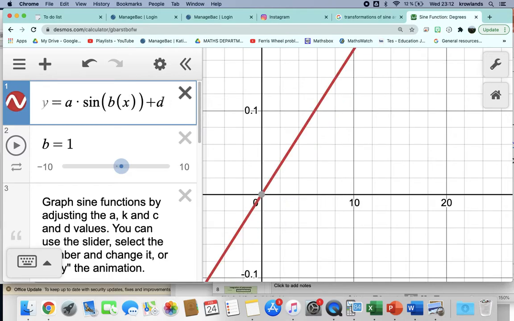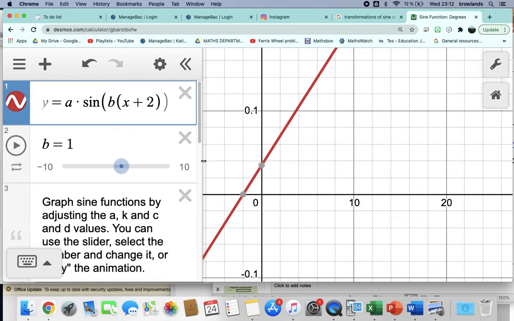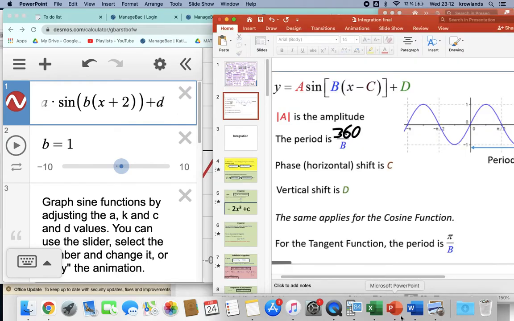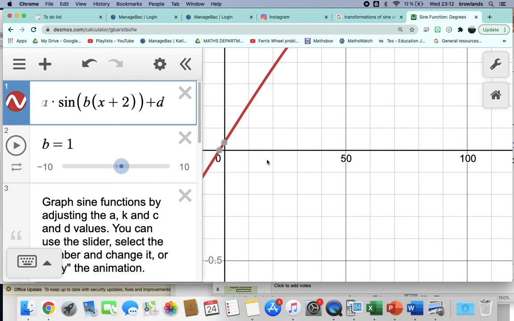And then if we plus 2, it's going to move to the left. Last but not least, we're going to talk about things outside of the bracket. So we're going to focus on D. D this time is going to be intuitive. It's outside the brackets. It's what we expect to happen. D is a vertical shift, a shift up and down the graph.